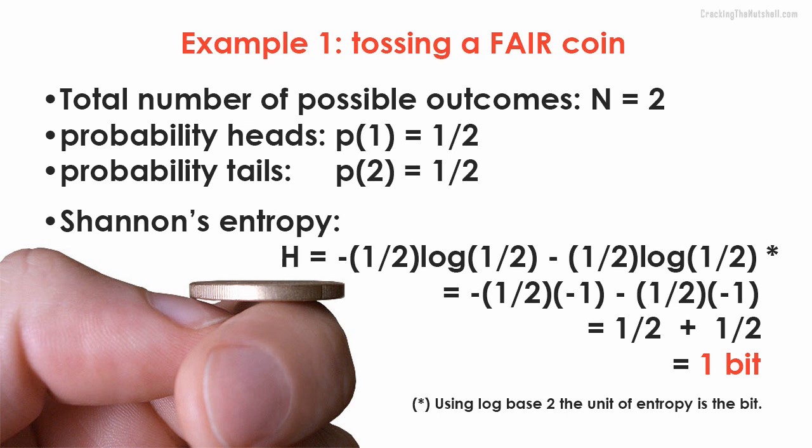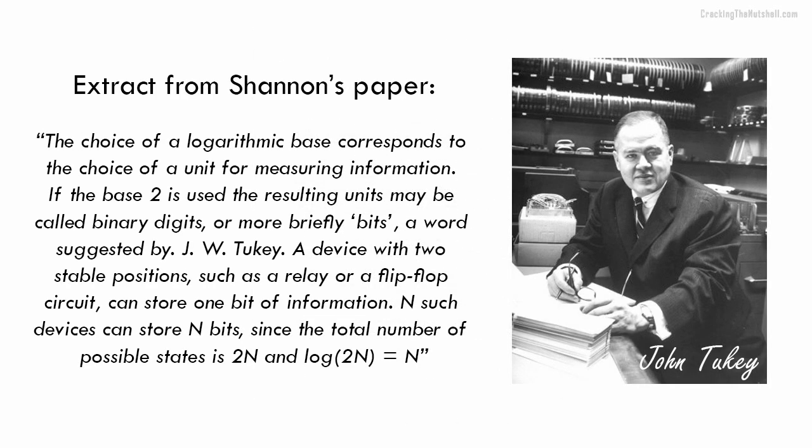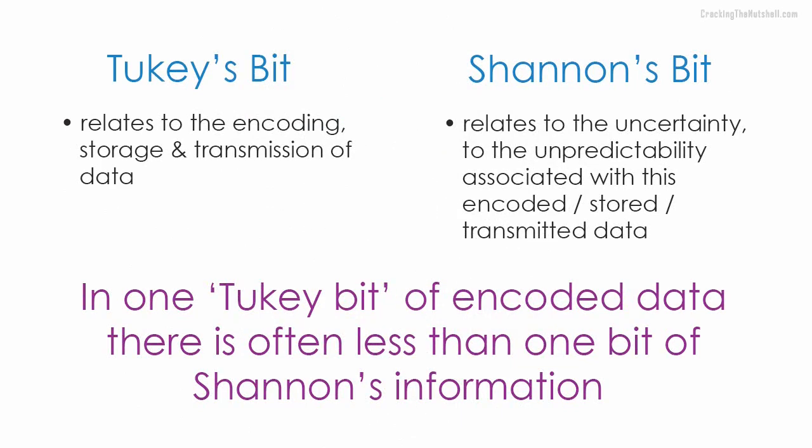Well, it turns out that the first time the word bit appeared in a written document was precisely in Shannon's groundbreaking paper, A Mathematical Theory of Communication. In it, Shannon clearly states that it was mathematician John Tukey, a fellow Bell Labs researcher, who coined the term bit, short for binary digit. While Tukey's binary digit is a unit related to the encoding of data, Shannon's bit is a unit that is related to uncertainty, unpredictability.